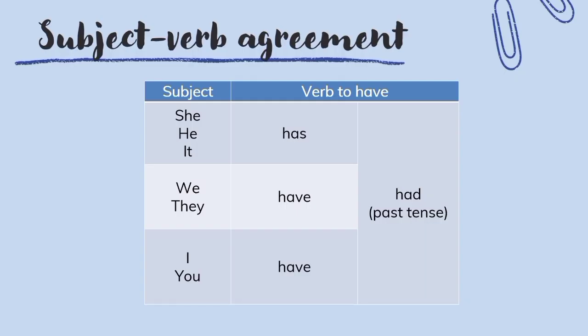Now we focus on the verb to have. Okay, if the subject is singular, she, he or it, then you need to use has. If the subject is plural, we or they, you use have. And I and you are special, yes. So we use have. Okay, remember, if you use past tense, then you need to change has or have to had. Okay?